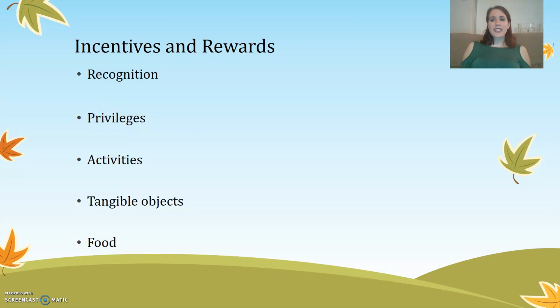Next topic is incentive and rewards. This can work really well, but there are some cautions as well with this. So the first one is recognition. So things like this, it doesn't cost any money, and it could be displaying a student's work or sending them a little certificate home or a note saying, oh, hey, so-and-so did really, really well on this today. So they're getting that positive recognition.